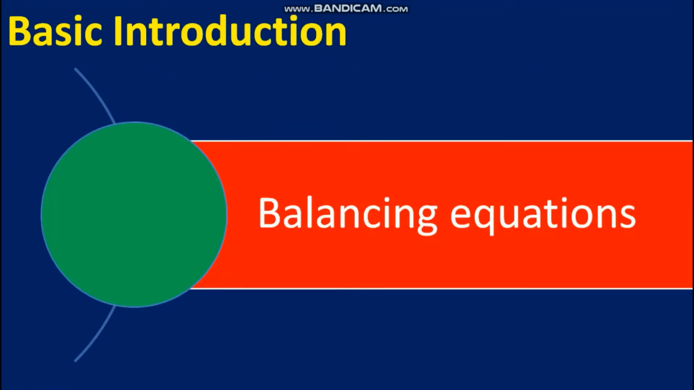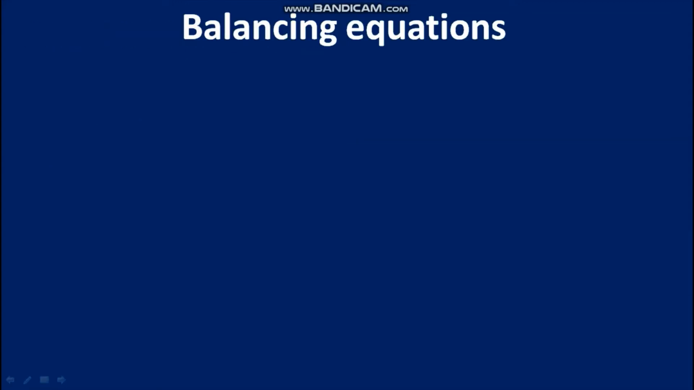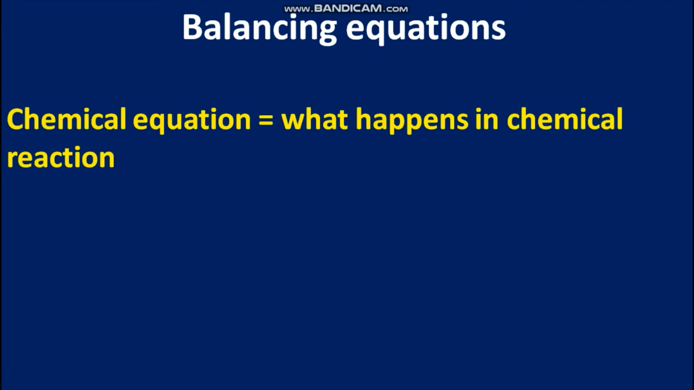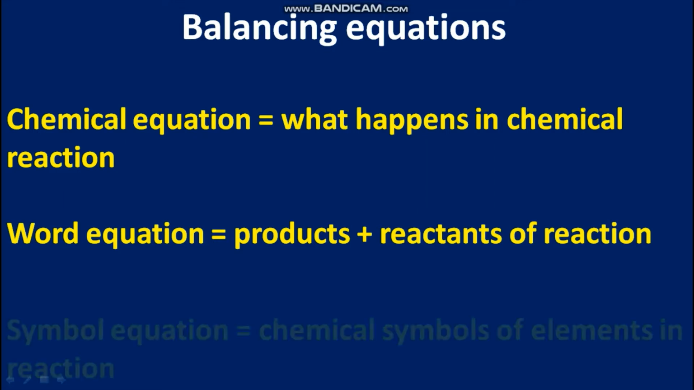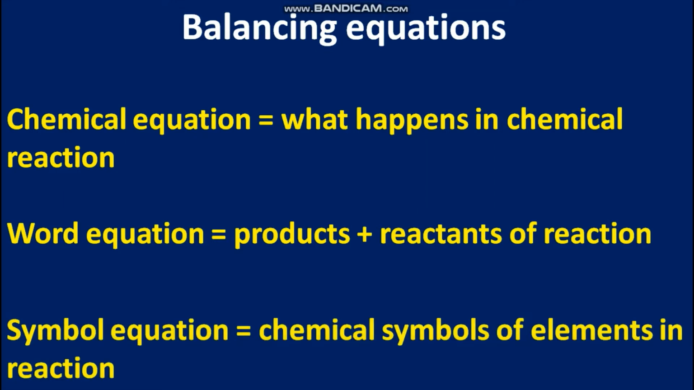So today I'm going to be talking about balancing equations. A chemical equation shows what happens in a chemical reaction, and a word equation gives the names of the product and reactant of that reaction. But a symbol equation is a formula that shows you the chemical symbols of the elements. Chemical equations must always have an equal amount of product as reactant, and this is called a balanced equation. To balance an unbalanced equation, you must follow these 4 steps.